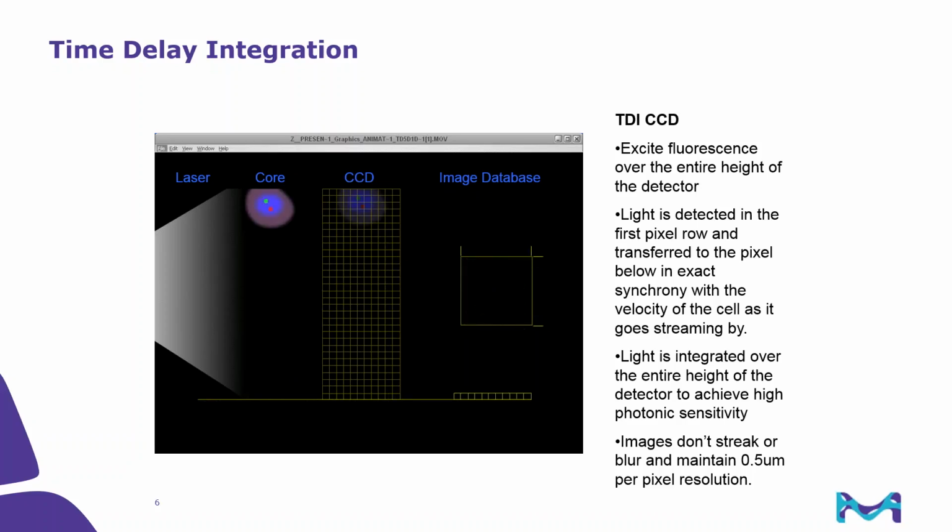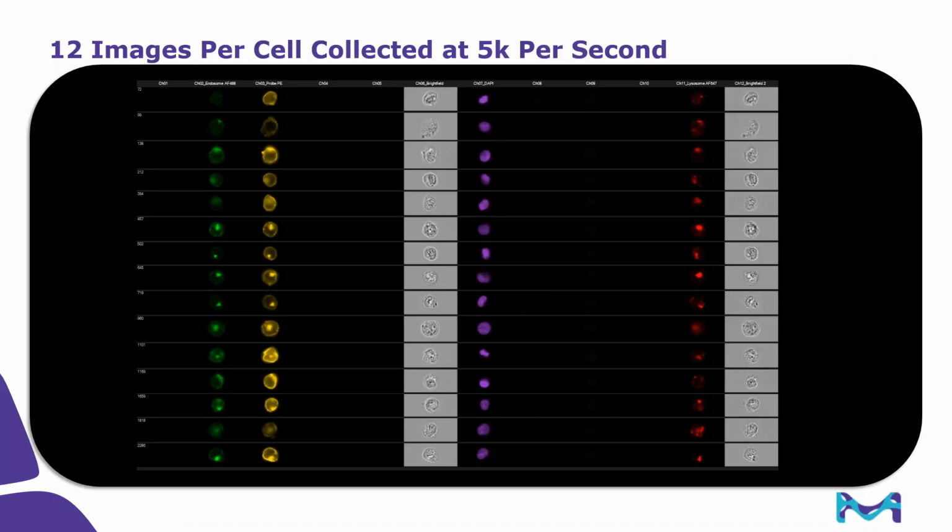And what that allows us to do is increase the integration time of the fluorescence so we get high photonic sensitivity. But because we're transiting that energy from the pixel above to the pixel below with the velocity of the cell, we maintain a 0.3 micron per pixel resolution. So it's a way for us to, again, get high photonic sensitivity with high image quality. And this allows us, with the spectral decomposition element, to capture 12 images per cell at a rate of 5 to 10,000 objects per second. So it's a very high throughput.